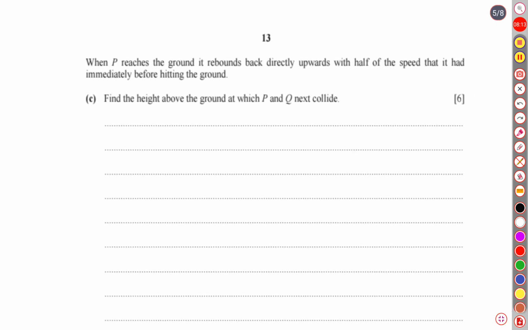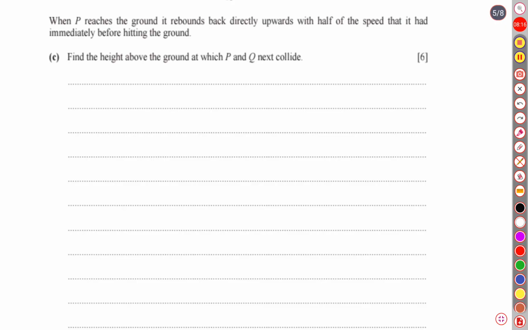Well, it says when P reaches the ground, it rebounds back directly upwards with half of the speed that it had immediately before hitting the ground. Find the height above the ground at which P and Q next collide. So the first collision has gone away. Now we are trying to find the height when they collide for the next time. First of all, we should know the speed of P when it reaches the ground, because half of that speed was taken by particle P when it was rebounding back. So let's see the speed of P when it reaches the ground.